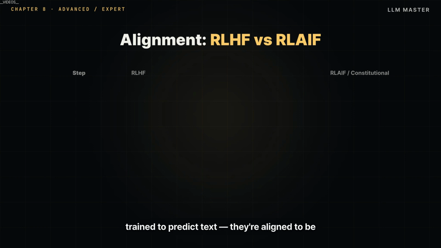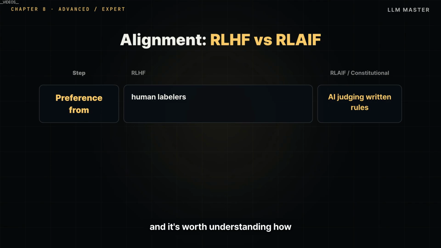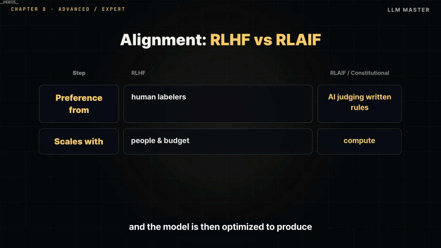They're aligned to be helpful and harmless, and it's worth understanding how. The classic recipe is RLHF, reinforcement learning from human feedback. Humans compare model outputs and pick the better one. Those preferences train a reward model, and the model is then optimized to produce answers humans prefer. It works, but it's expensive, slow, and inconsistent. Different labelers disagree, and you're bottlenecked on human time.